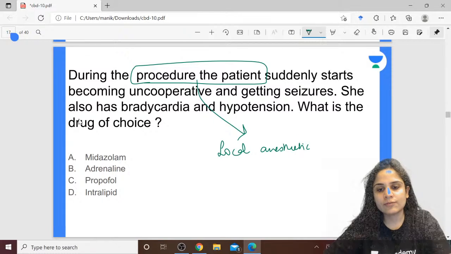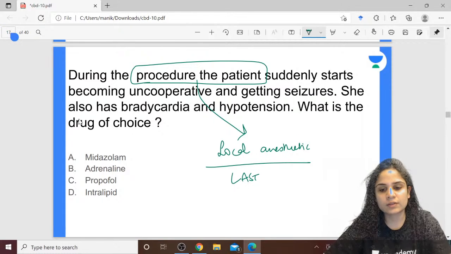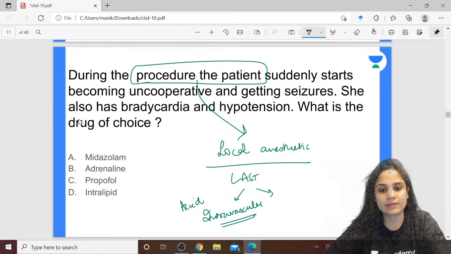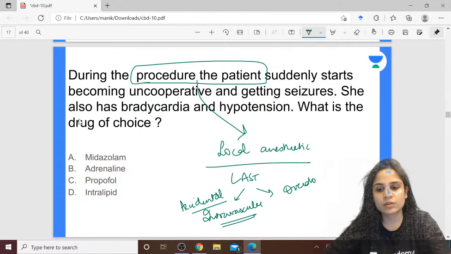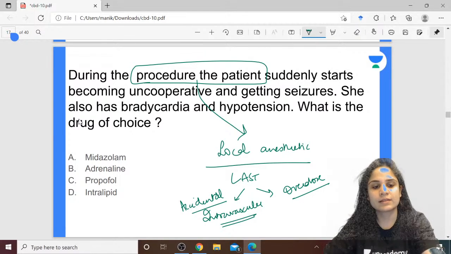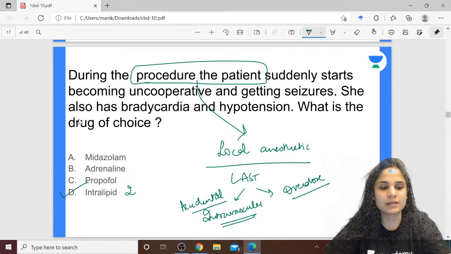Now, if there is local anesthetic systemic toxicity, how do you get toxicity of the drug? Either instead of giving the drug around the nerves, you give it inside the blood vessel. So that is intravascular injection. This is an accidental intravascular injection, okay? Or the second possibility is that you overdose the patient. You don't correctly calculate the dose and you overdose and give it to him. So that would be causing LAST, or local anesthetic systemic toxicity. So what is the drug of choice in this case? The drug of choice is 20% intralipid. Please remember the concentration of intralipid that you have to use.